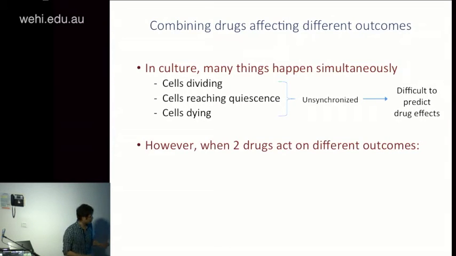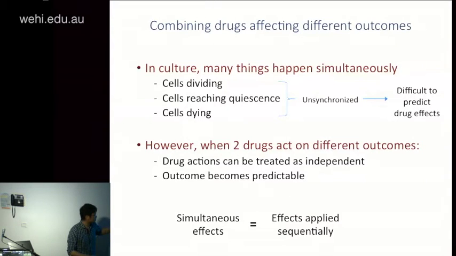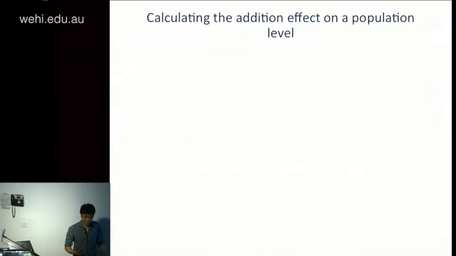However, when you have two drugs that act on different outcomes, so you have a drug that only affects survival and a drug that only affects proliferation, we can treat the actions on the outcomes as independent, and then we are able to predict them, or they become more predictable. It means that the simultaneous effects of these two drugs equal the effects that we apply sequentially. In order to illustrate my point, I have diagrams to show you.